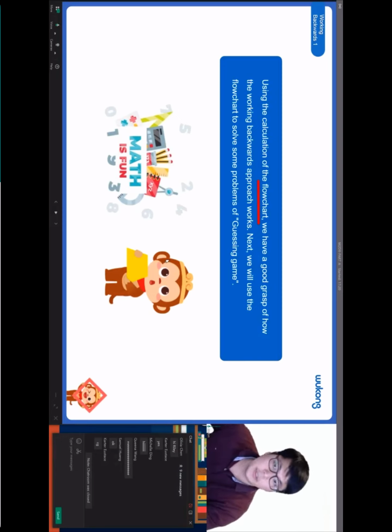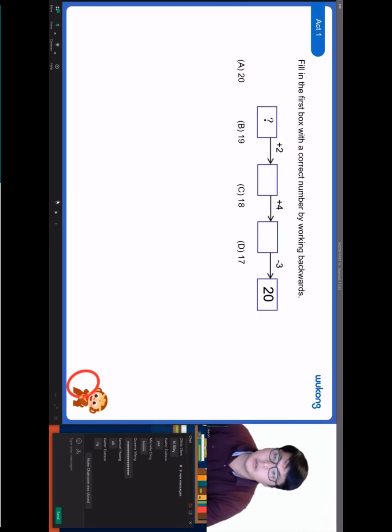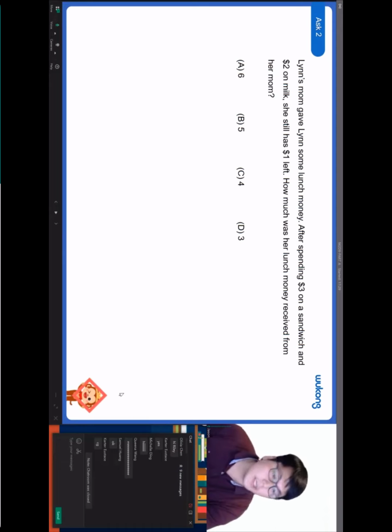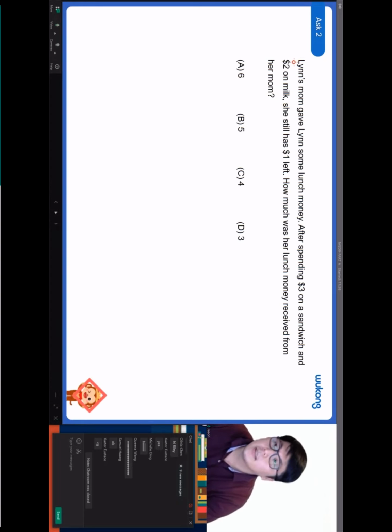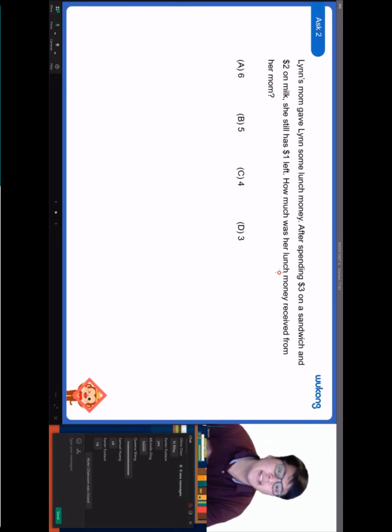And this time you need to make your own flowchart. Okay? You're not going to see these boxes on the questions anymore. You need to read this question and make your own flowchart. So let me teach you how for this question, and maybe you can do the rest. Now, Lynn's mom gave Lynn some lunch money, okay? And after spending $3 on a sandwich and also spending $2 on milk, she has $1 left. How much was her lunch money received from her mother?